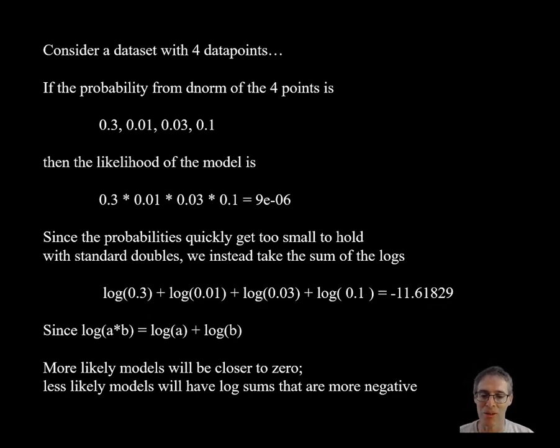So in general, the less likely models will have log sums that are more negative, right? As you have smaller p-values here, this value becomes more negative, and as you go more towards probabilities of 1, this more likely model will be close to 0. So we're going to be working with these log likelihoods instead of just the likelihoods. And the log likelihoods we can get by just summing the logs together.